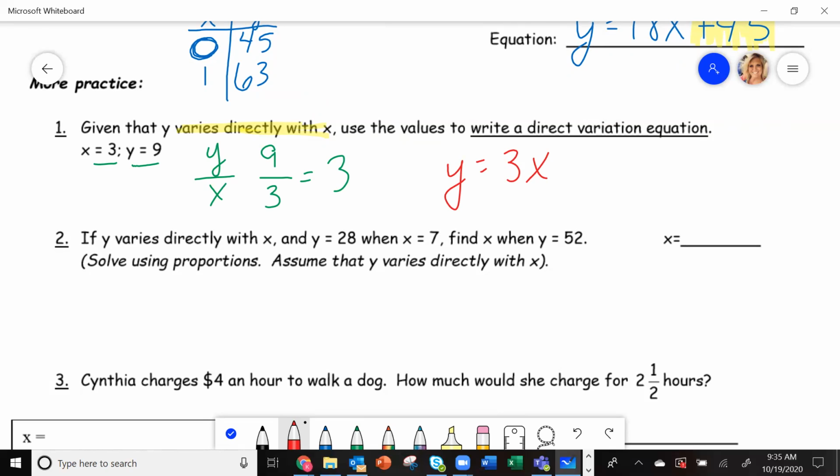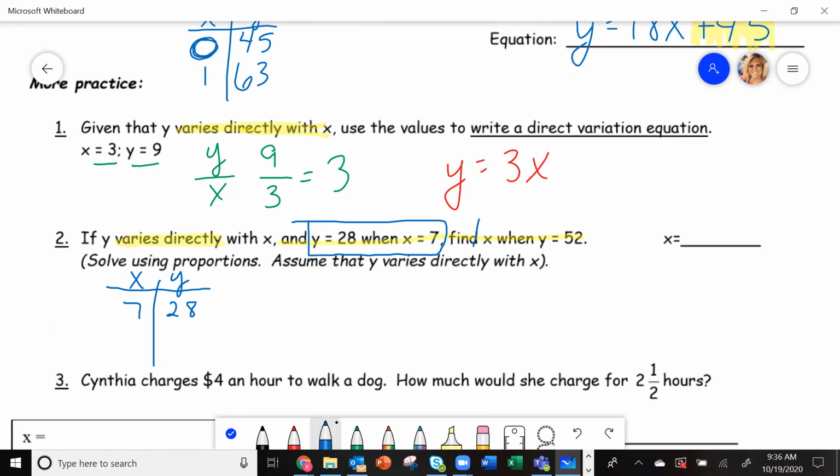Now, here's the problems that you're going to get, and it's going to give us 3 numbers. But the idea is it's going to tell us that y varies directly with x. So what we're going to do is set up a table. We set up a proportion, but first it's easier to set up the table and then we can figure that out. The first thing it says is when y is 28, x is 7. So when y is 28, x is 7, and I'm going to put it in my table just like this.